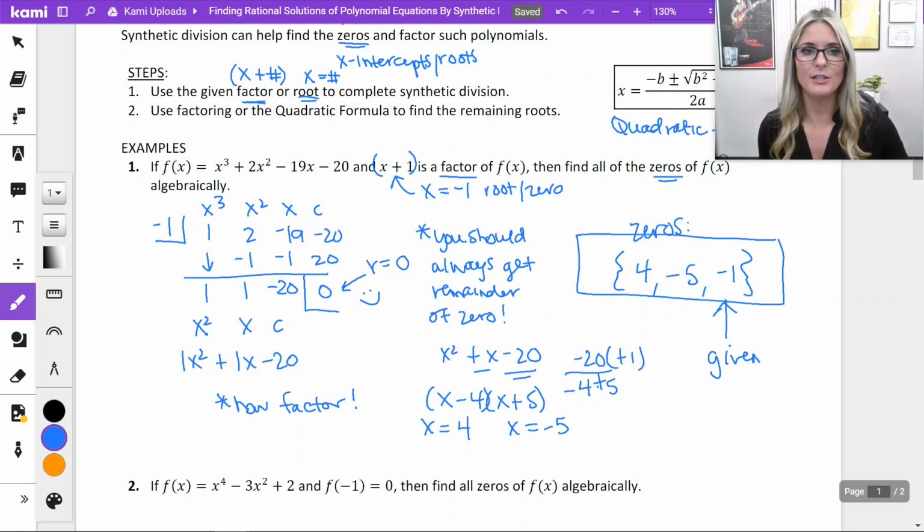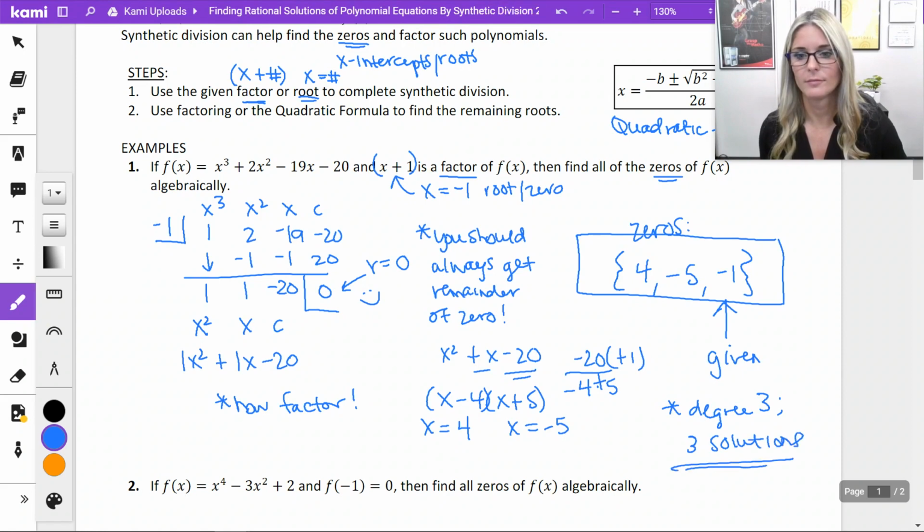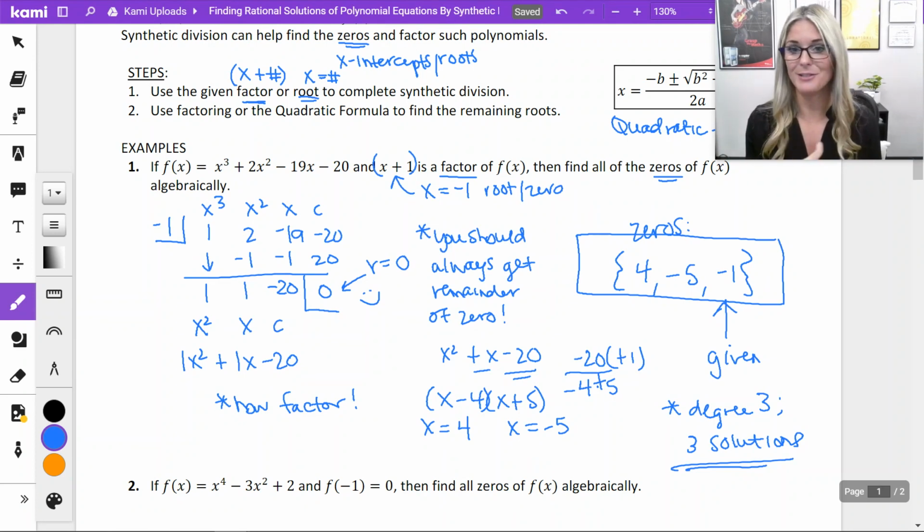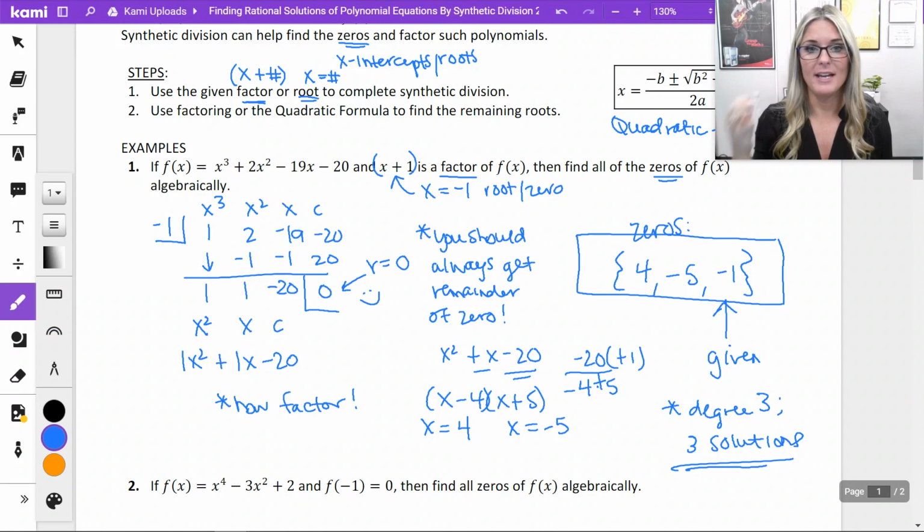Did you notice the degree of our polynomial was cubed? So if you have a degree of 3, you should have 3 solutions. This is a great test taking tool when we're using multiple choice on benchmarks or on EOC. Okay, so final answer for number 1, those zeros, roots, x-intercepts, however you want to call them, were 4, negative 5, and negative 1, not forgetting the negative 1 that was provided in the problem.